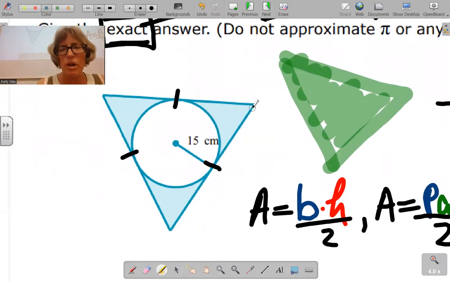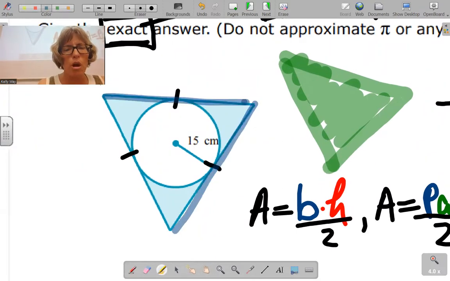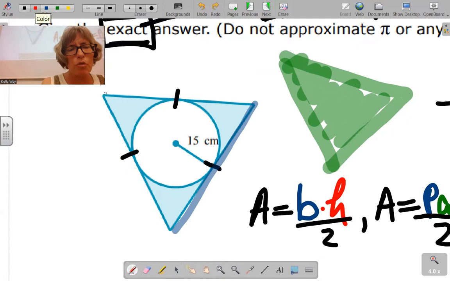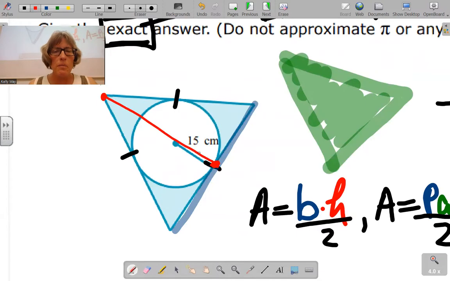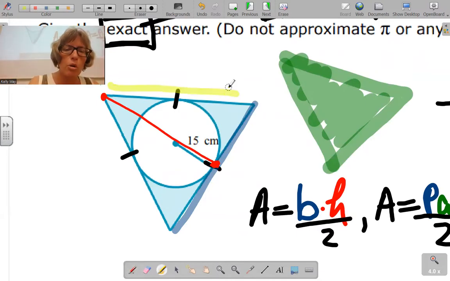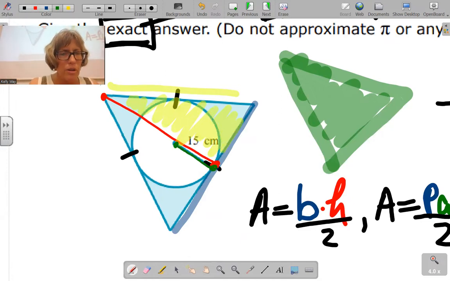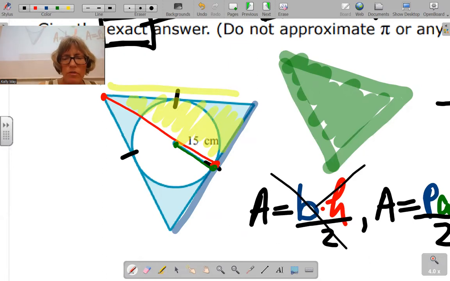So base would be any one of these sides, which we don't have, but we do know they're all equal. So that would be a base. My height, if I were to use it, would go from here straight down. The problem is we don't have a side length to work with. We don't have anything to work with that pertains to this triangle. That 15, you can see, is not double. Okay, so very important, that red is not 30. So we can't use this first equation. There's nothing that we have that is useful for it.